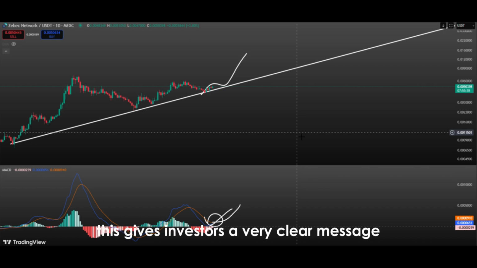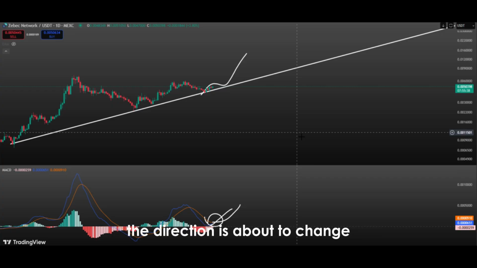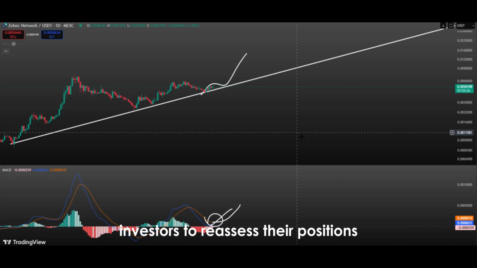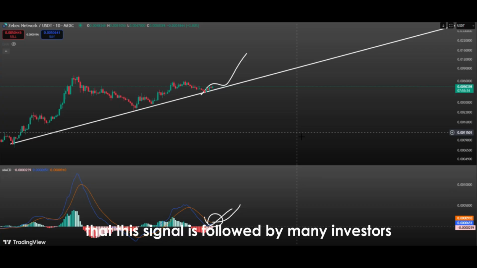This gives investors a very clear message. The direction is about to change, and a rally is on the horizon. Therefore, this signal is a critical moment for investors to reassess their positions. When an upward crossover occurs, the market often experiences sharp rallies. The reason is that this signal is followed by many investors.